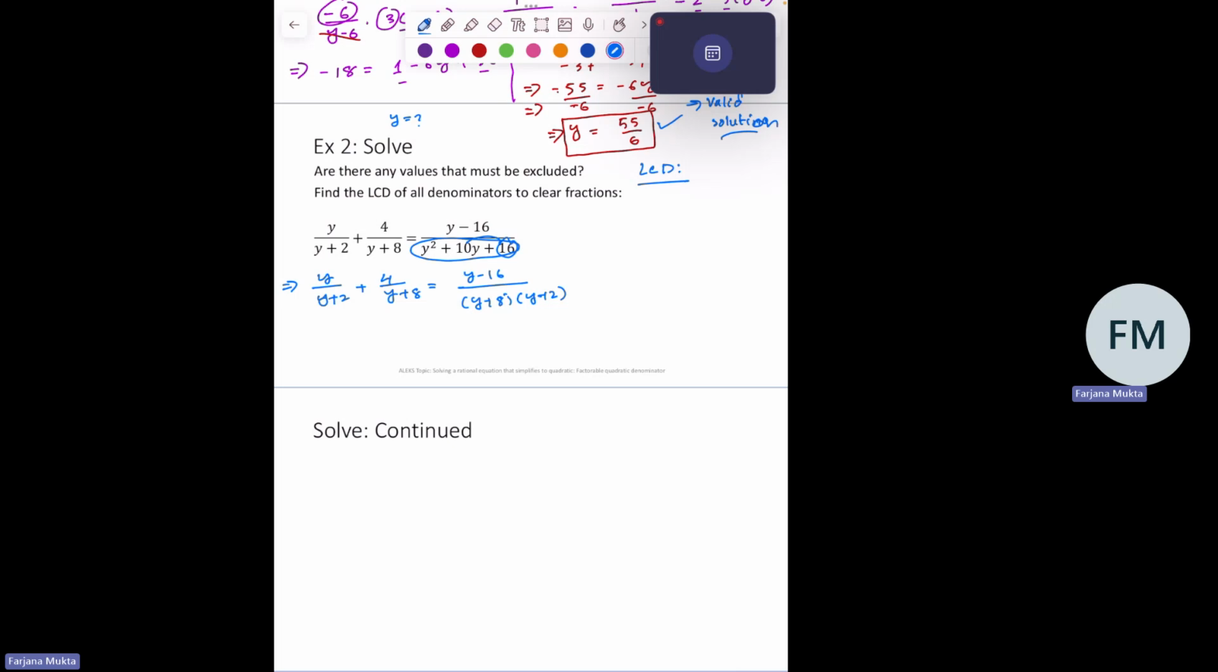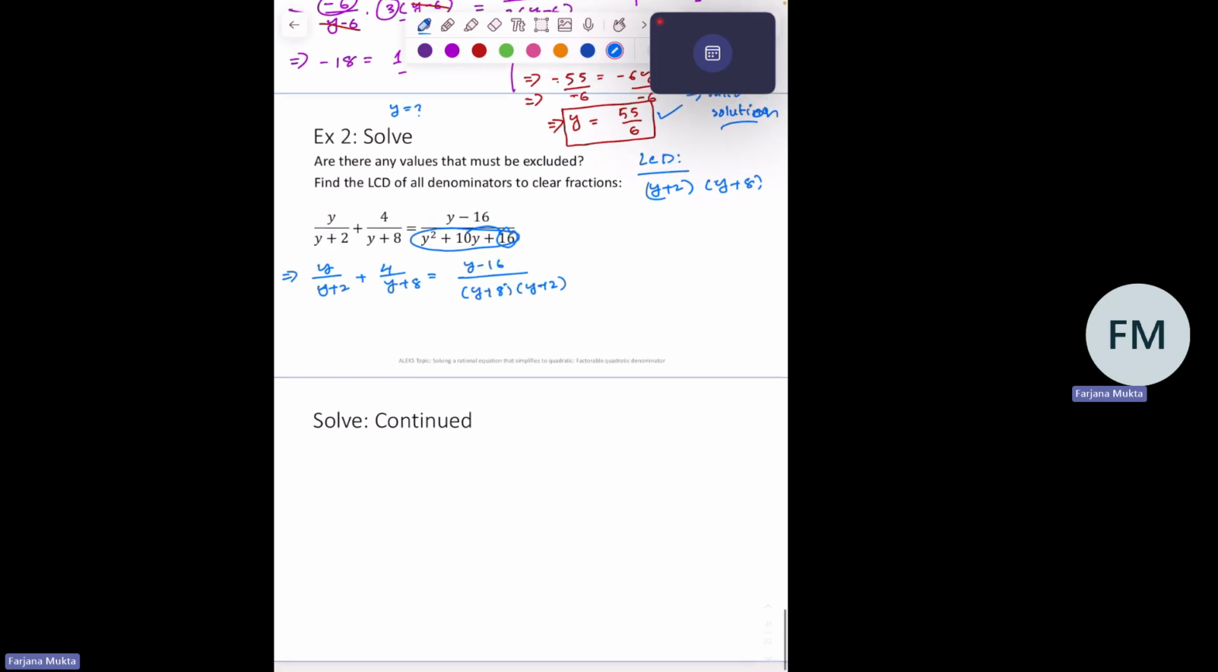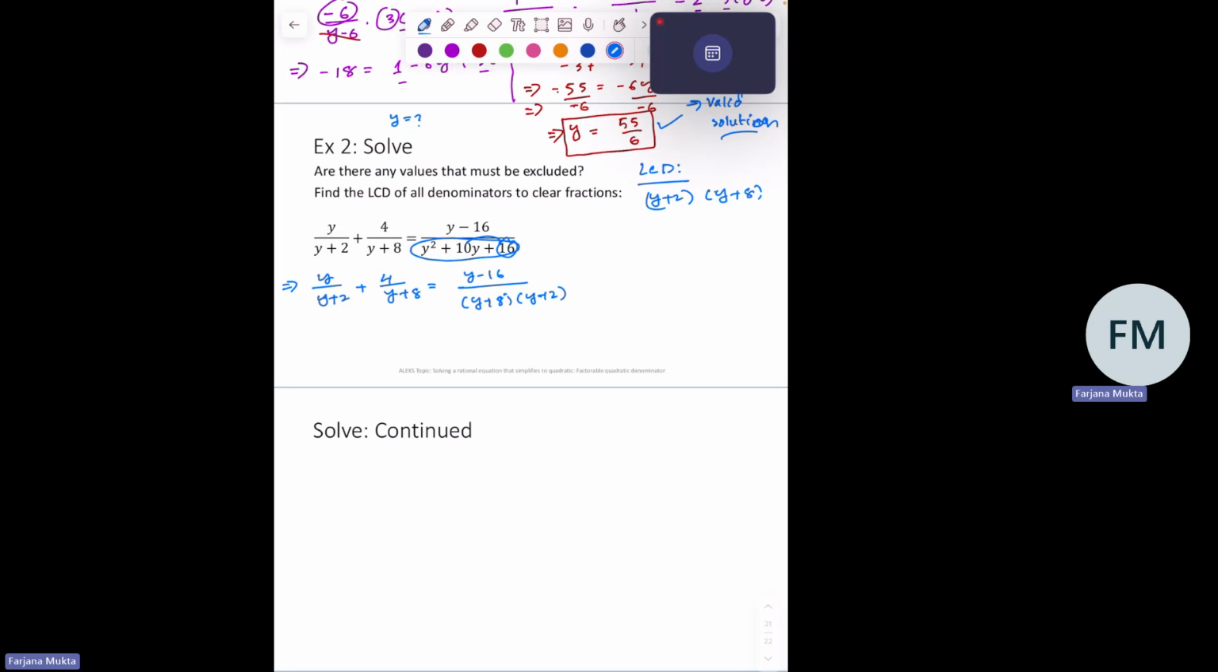On my first denominator, I have y plus 2 as the factor. To match with the second, I have y plus 8 as the factor. And the third is actually the product of y plus 2 and y plus 8. So that's our LCD: y plus 2 times y plus 8. All right? Let's multiply each term by the LCD to clear up the fractions.